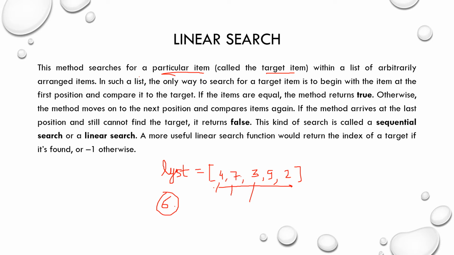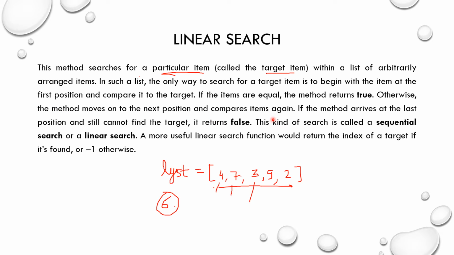Now see, if the method arrives, otherwise the method moves on to the next position and compares items again. In such a list, the only way to search for the target item is to begin with the item at the first position and compare it with the target. If the items are equal, the matching is completed and the method returns true. Otherwise, if the item does not match, for example, if we are searching for 6 which is not available in the list, the method moves on to the next position and compares items again and again.